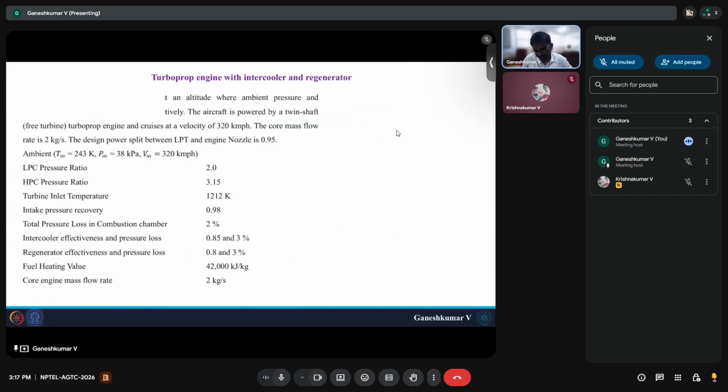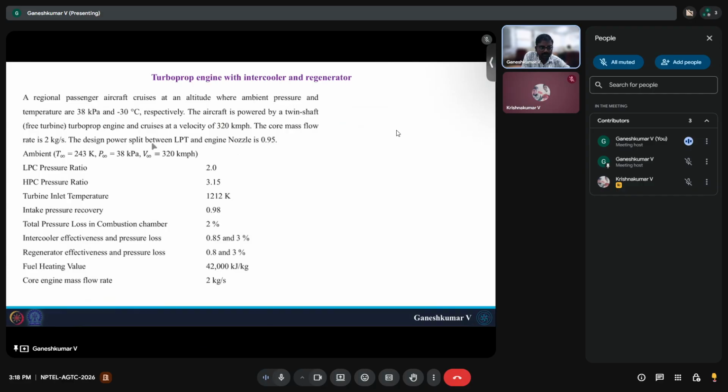So this is the TS diagram, and this is the question I'm going to solve today. A regional passenger aircraft cruises at an altitude where ambient pressure and temperature are 38 kilopascal and minus 30 degrees Celsius. The aircraft is powered by a twin shaft free turbine turboprop engine and cruises at a speed of 320 km per hour. The core mass flow rate is 2 kilograms per second. Design power split between LPT and the engine nozzle is 0.95.